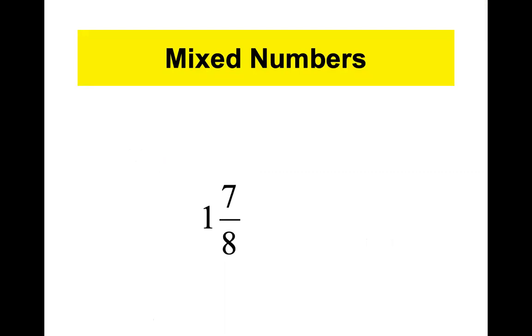All right. How do we change mixed numbers into decimals? There's a couple ways of doing it. One way is to turn this into an improper fraction and then just do the math there. So let's see. To turn this into an improper fraction, remember, we take the 8.